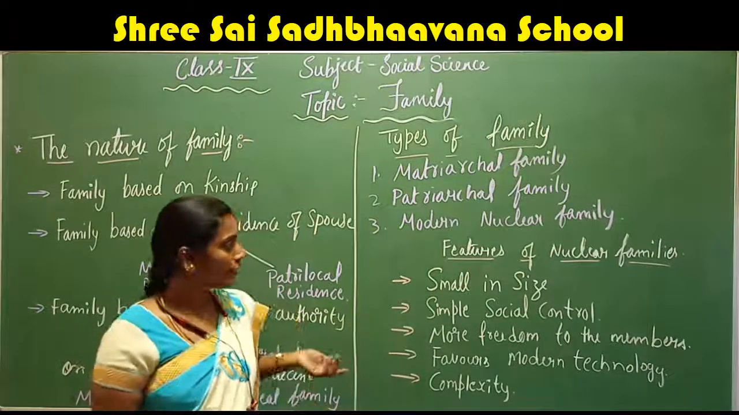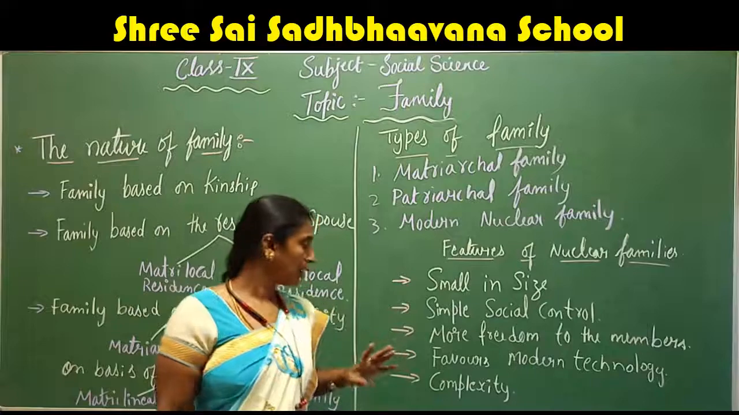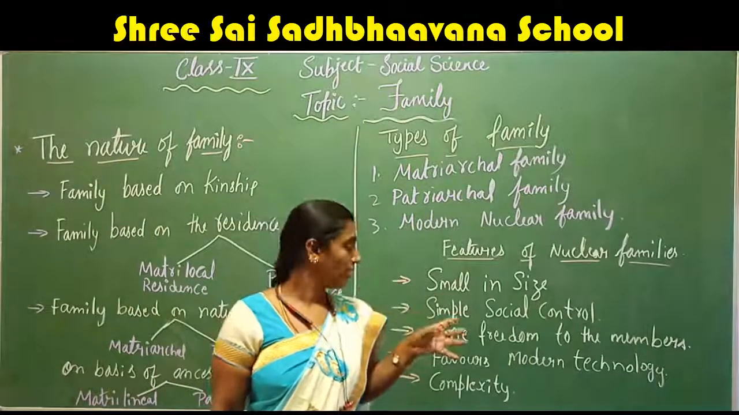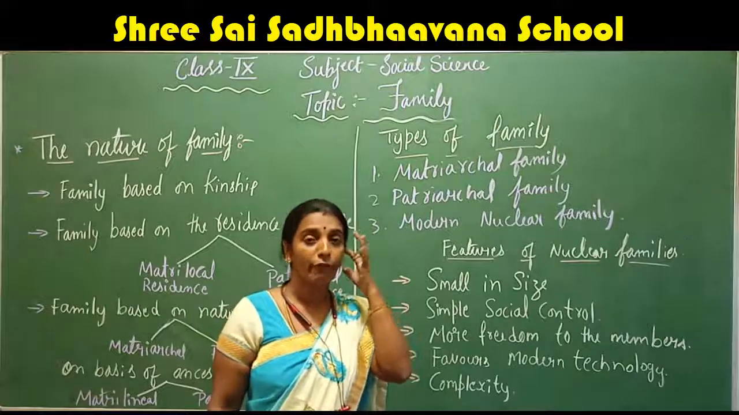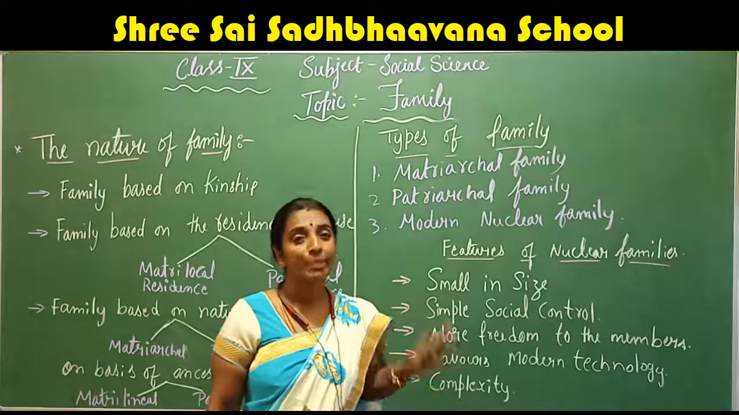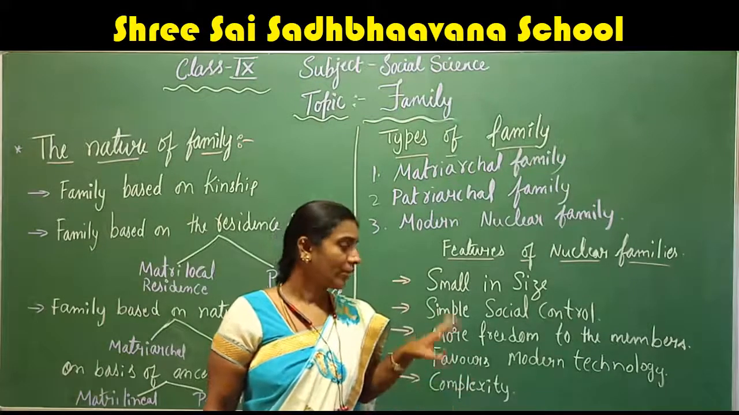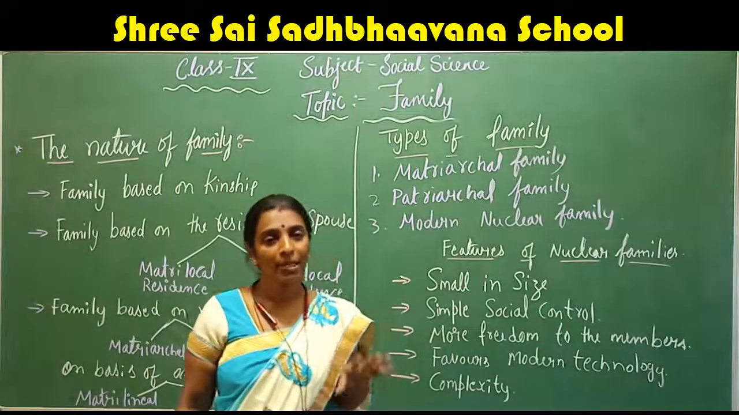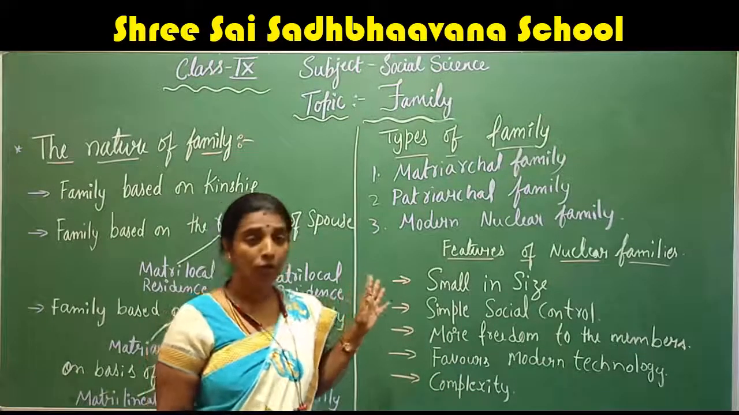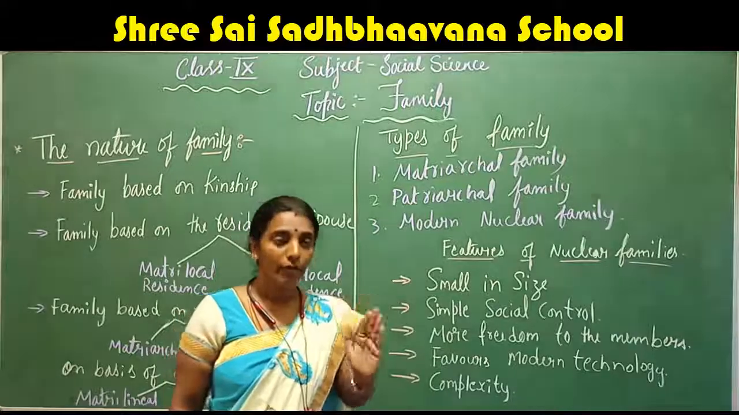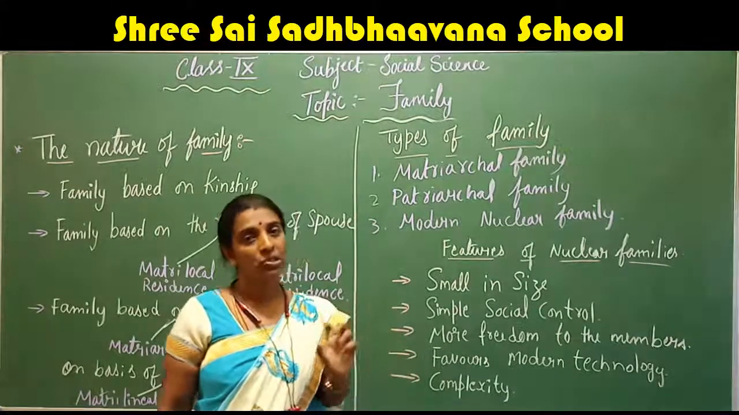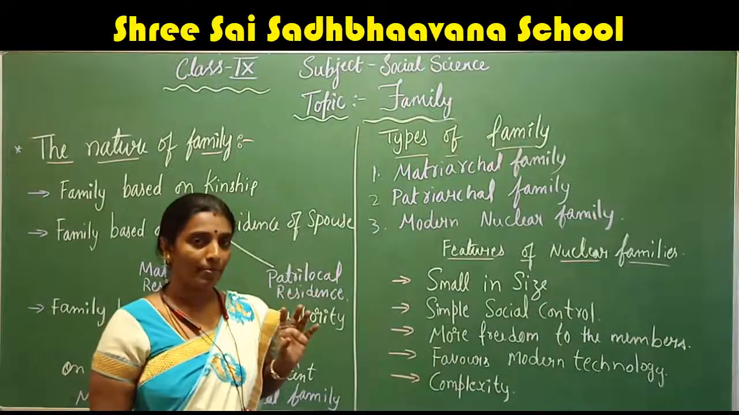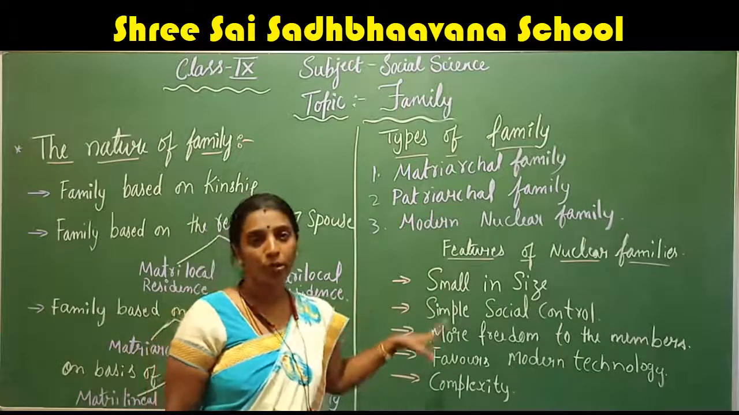And what are the features of nuclear families? It is small in size, with simple social control. They will not have much social control as members of the family, and also the generations will be fewer. What is this modern nuclear family? Where father, mother and their unmarried children live together, that is called a nuclear family. So they will not have more control.